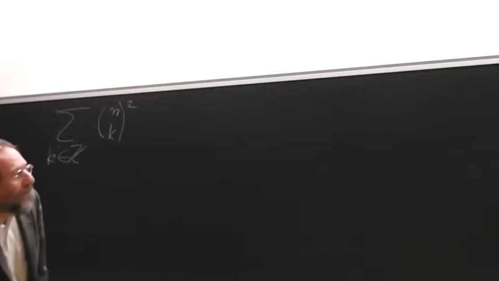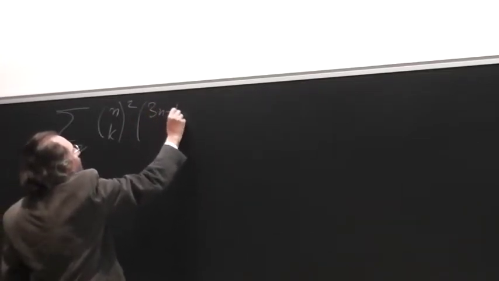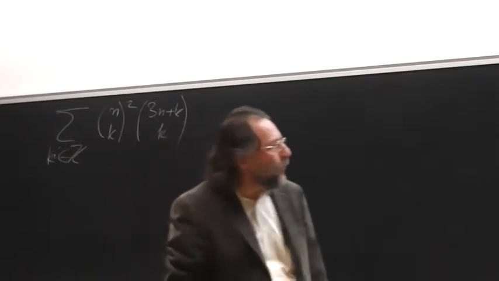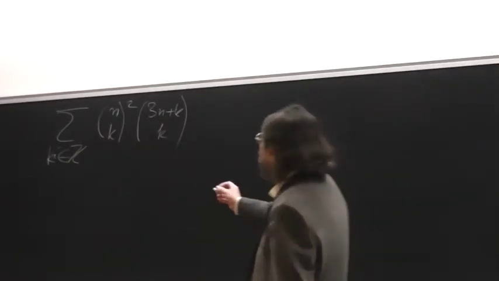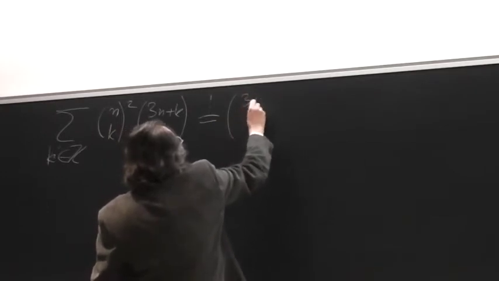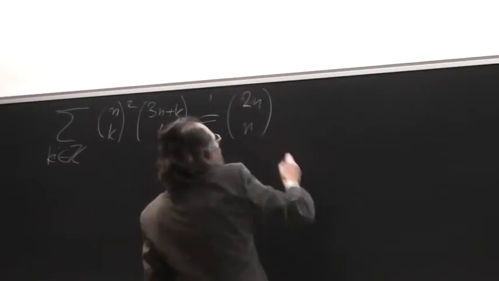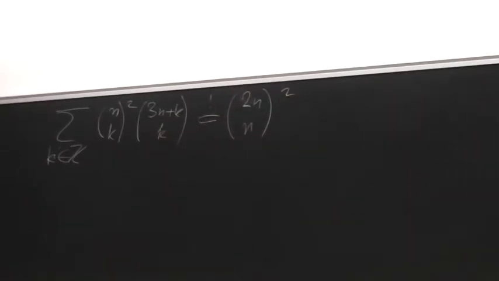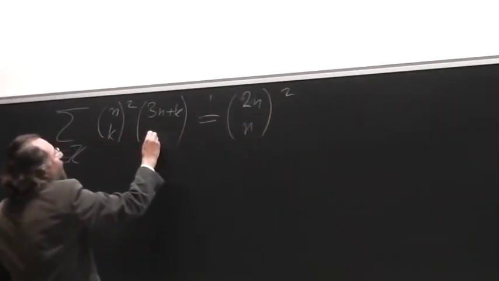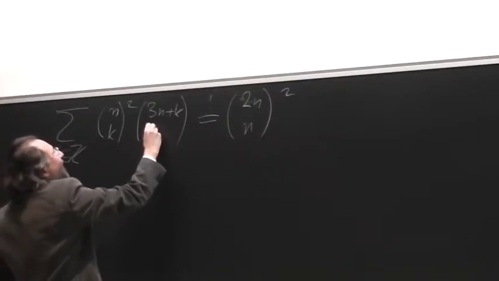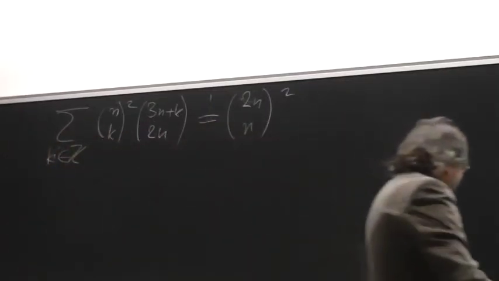So, namely, this is the sum over all integers k of n choose k squared, if I remember correctly, times 3n plus k choose k, or what do we have? He points out that this should be 3n. Should be 2n. 2n choose n squared. And here we have n. What is incorrect? 2n. Okay. Oh, n plus k, plus n plus k, n plus k plus k. To the left. Yes, could be.